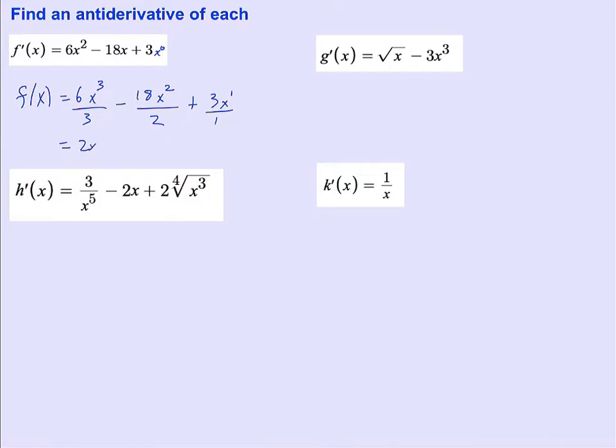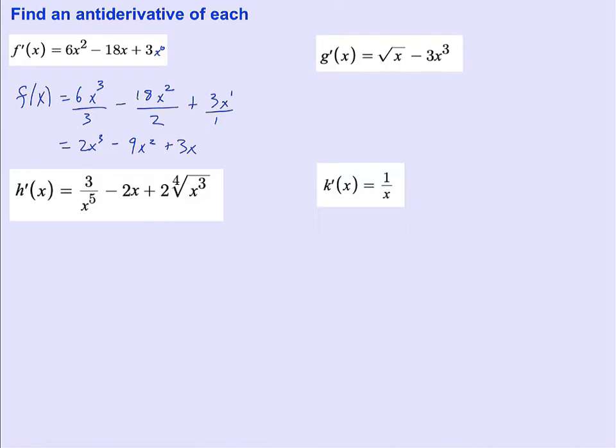6 divided by 3, 18 divided by 2, and of course we're not going to actually put the over 1 there. 3 divided by 1 is just 3. If you can do this in your head, you don't need to write it out that way. The goal is for you to start being able to do this in your head pretty quickly with exponents and power rules.